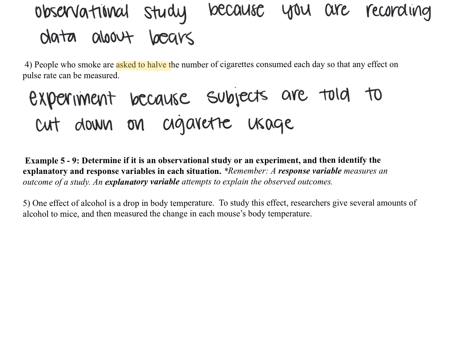For our first example, we have that one effect of alcohol is a drop in body temperature. To study this effect, researchers give several amounts of alcohol to mice and then measure the change in each mouse's body temperature. This is going to be an experiment because they are giving the mice alcohol. You can't really observe this. There's no real observational study, especially if you're doing mice.